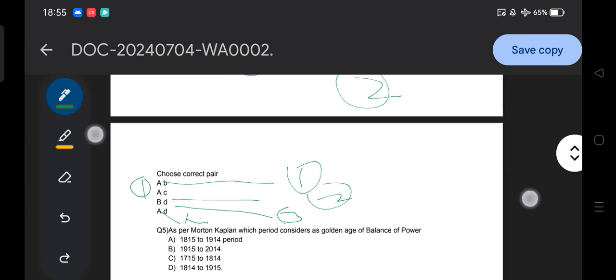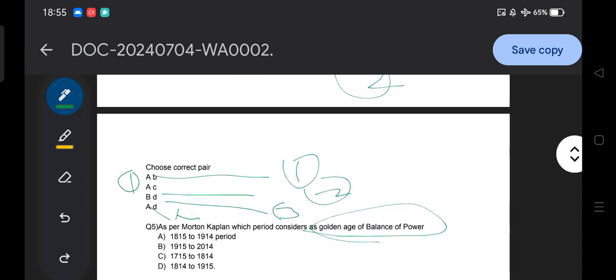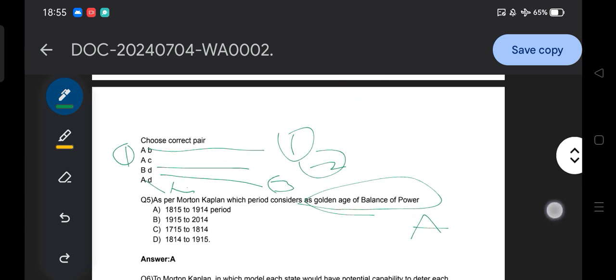Next question: as per Morton Kaplan, which period is considered the golden age of the balance of power? As you all know, Morton Kaplan considered the balance of power as a golden age, and you need to find which period. Option A 1815 to 1914, option B 1915 to 2014, option C 1715 to 1814, and option D 1814 to 1915. So which one is correct? For question number 5, the correct answer is option A.